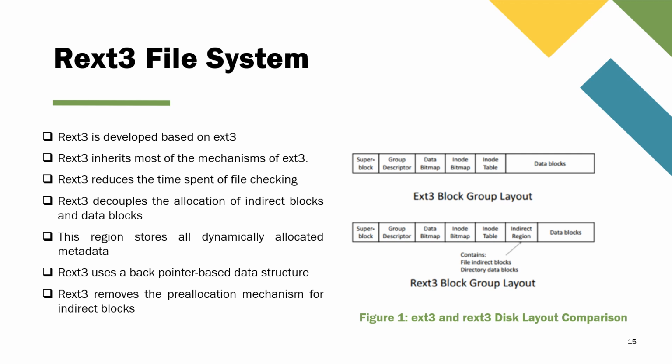The rext3 file system uses a backpointer-based data structure; specifically, the beginning of each indirect block contains its inode number and the level in the indirect tree structure. The rext3 file system removes the pre-allocation mechanism for indirect blocks. In this figure we can see the ext and rext3 disk layout comparison. Now I'm going to the next slide.